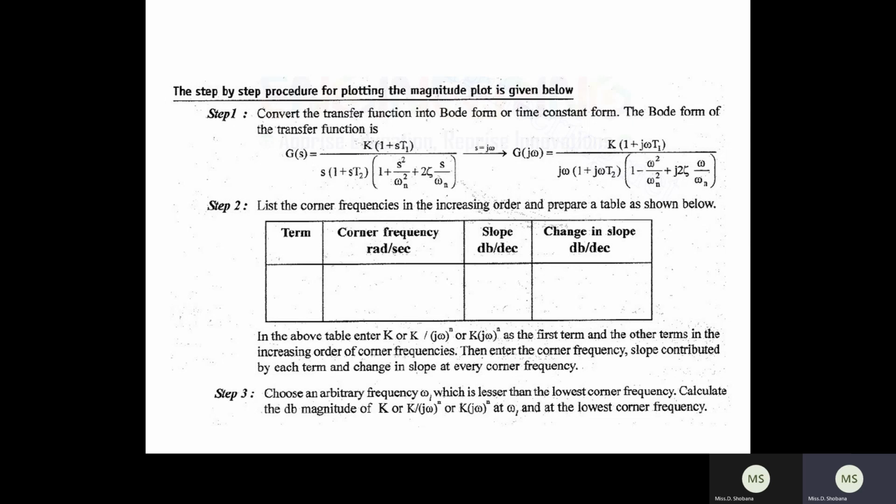First of all, you have to observe whether the transfer function is given in terms of 1 plus s term or s plus term. 1 plus s term means directly replace s with j omega. This is what has been done here also. So in G of j omega, all the terms are given in 1 plus s form.